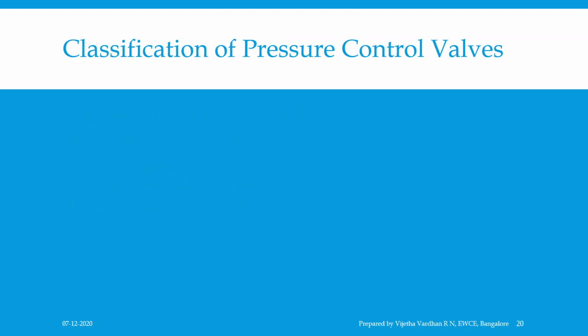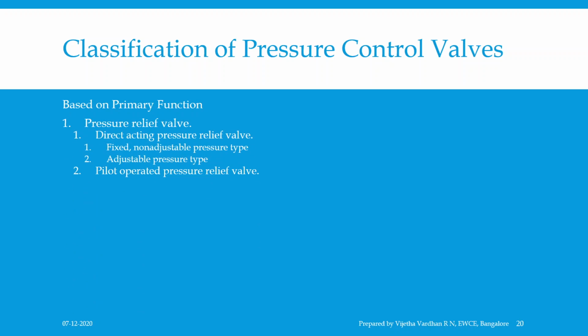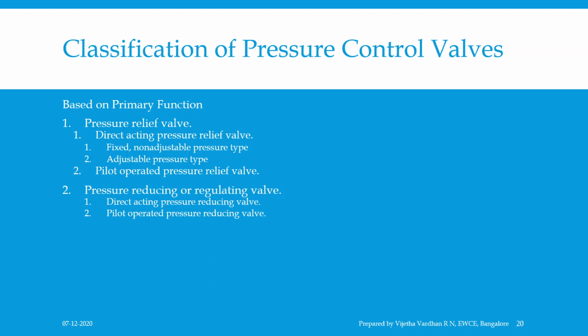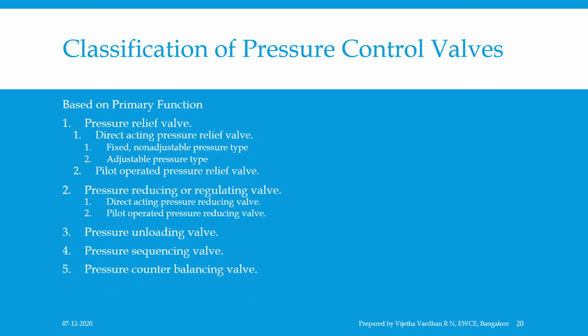Then coming to the classification of pressure control valves, it can be classified into various categories like primary functions, type of connection, and size and pressure operating range. Now we will discuss the same based on the primary functions. Based on the primary functions, we have the pressure relief valve, which is again subclassified as direct acting and pilot operated, whereas direct acting has fixed and adjustable pressure types. Then coming to the pressure reducing or regulating valve, we have direct as well as pilot operated pressure reducing valves. Then we have the pressure unloading valve, pressure sequencing valve, pressure counterbalancing valve as well as the brake valve.